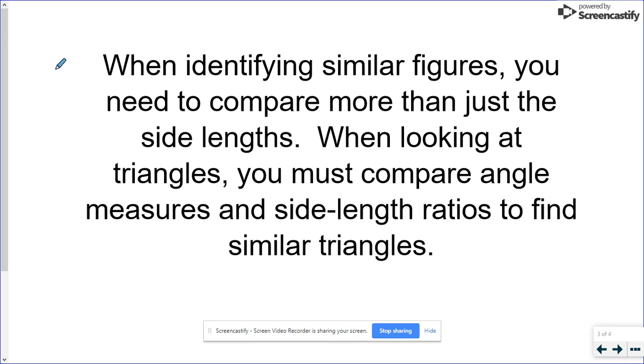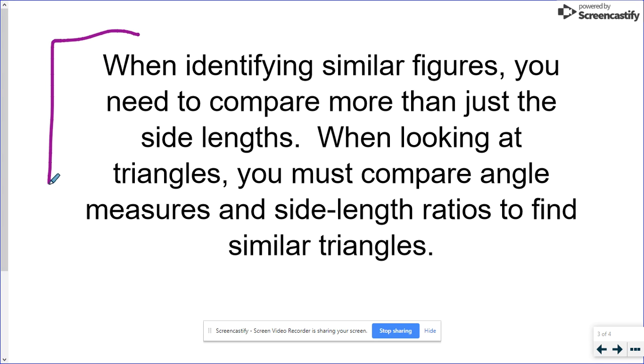That worked for the rectangles because all of the angles in a rectangle are 90 degrees. When identifying similar figures, you need to compare more than just the side lengths because you also have to look at the angles. So when we specifically look at triangles, you have to compare angle measures and the ratios to find similar triangles. Okay, so this is very important to know.